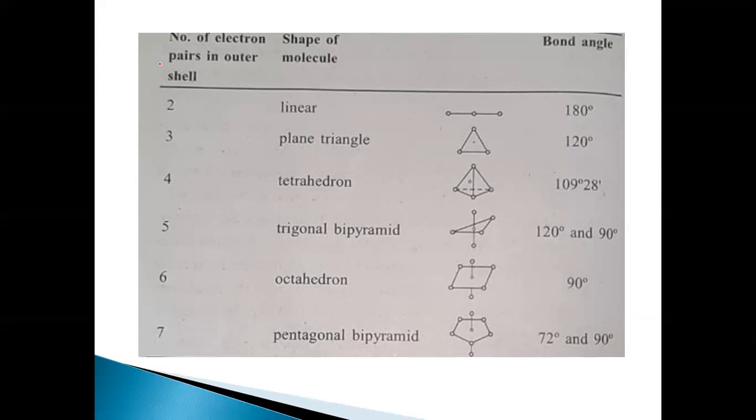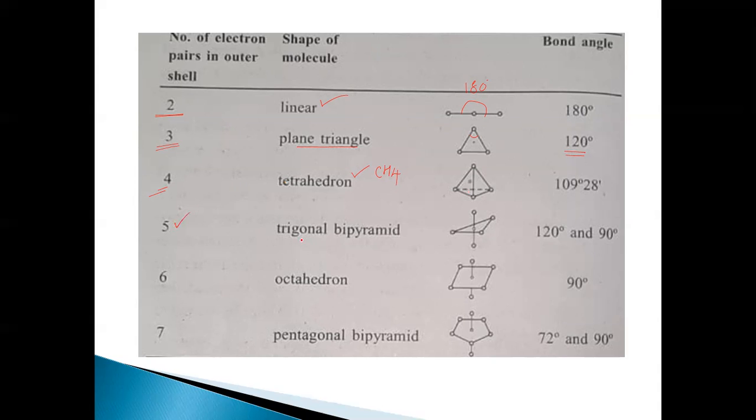If there are 2 pairs of electrons in the valence shell, he said the molecule is linear, that means the bond angle is 180 degrees. If there are 3 pairs of electrons, it is trigonal planar, and the bond angle is 120 degrees. If there are 4 pairs of electrons, for example CH4, the shape is tetrahedral, and the bond angle is 109.28 degrees.